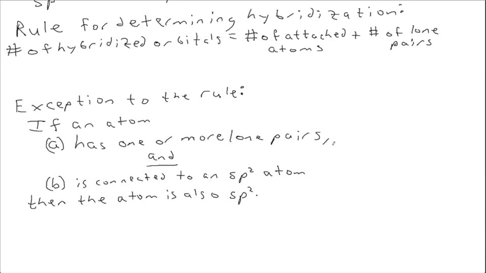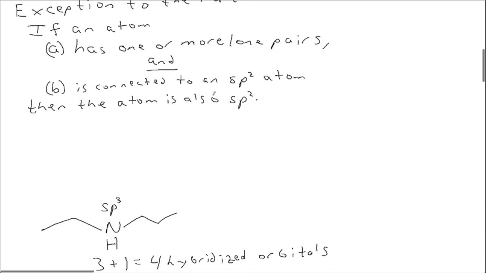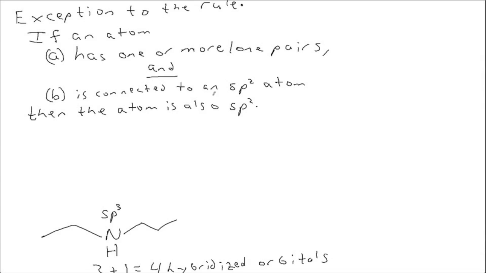Okay. Now, this might seem unfamiliar, but like I said, that's because we didn't need it in the first semester. In the first semester, all we learn is the rule for hybridization. It's only now in the second semester that we're going to need this exception. So let me give you some examples to show what I mean by that exception.